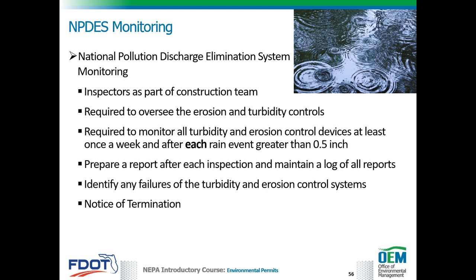In addition to preparing the report, the inspector is required to identify any failures of the turbidity and erosion control systems to the contractor. Any identified failures of these controls should be immediately remedied by the contractor with all corrective actions described. These corrections and the date of the correction must be part of the logbook. Lastly, a notice of termination must be submitted to FDEP when all the work that requires monitoring has been completed.